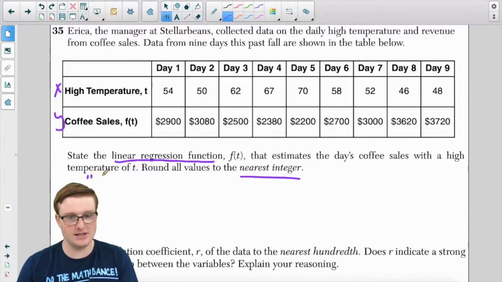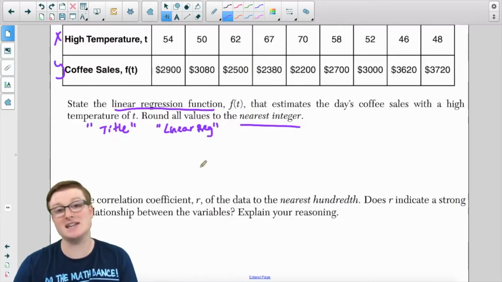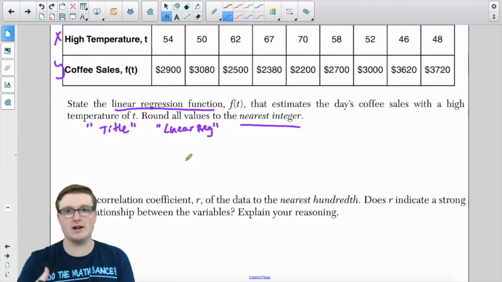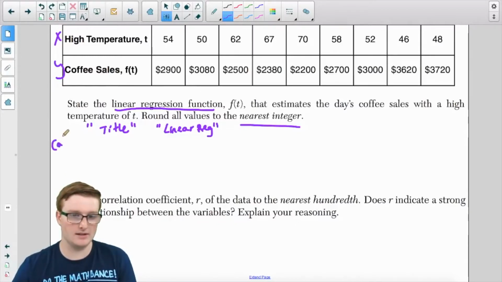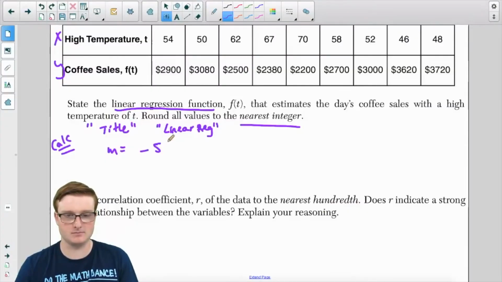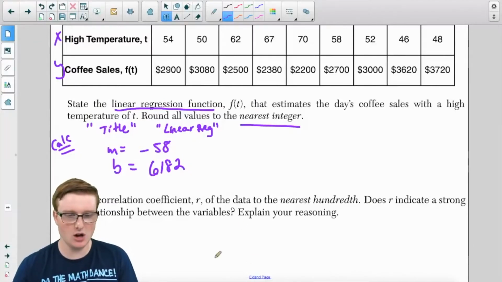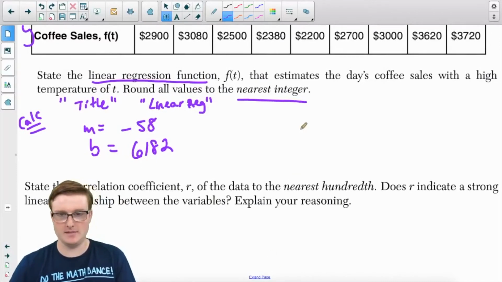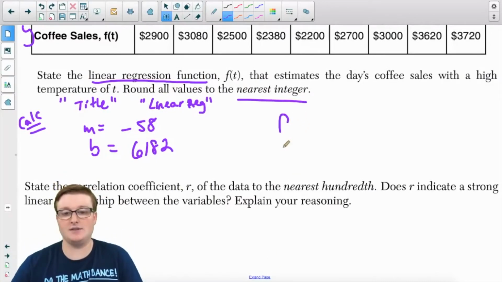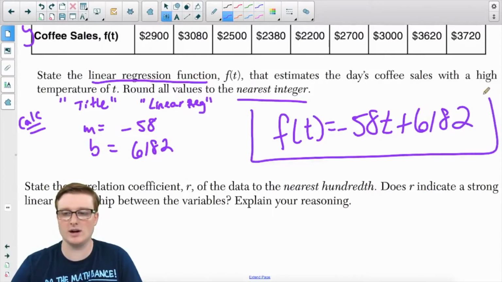So I'm going to go to the left here, and I'm going to write the title: linear regression. Now, you don't need to write that down, but I do like to write that just to make sure that the reader or the grader of the exam knows what I'm doing, because this is all in the calculator. Now, your m value rounded to the nearest integer is negative 58. And your b value rounded to the nearest integer is 6182. That's a big number. That means that your line, because it's asking you to write it as f of t, is f of t equals negative 58t plus 6182. That is your answer to that part.